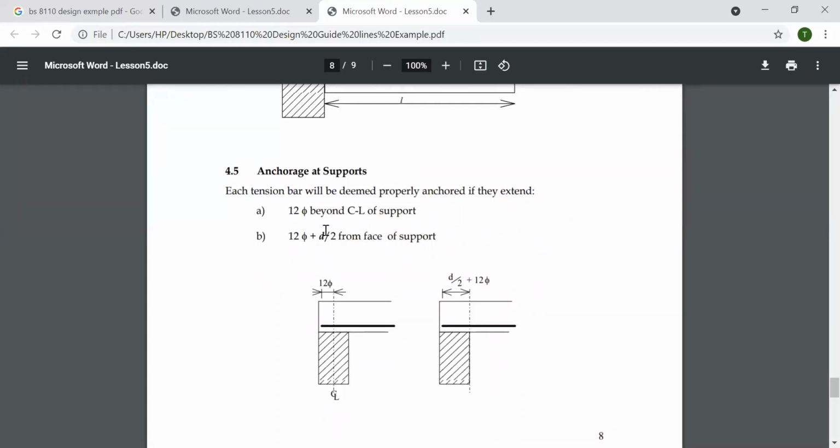So the 12.5, it's 12 times the diameter. So say for the end support, it means 12 times the diameter, and for the face of the support, if it is the face, it has to go another D over 2. So this is what it says. So all of you need to make sure to ensure these anchorage supports at the columns, where the beams get in.